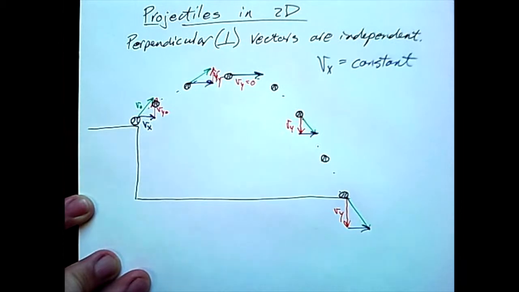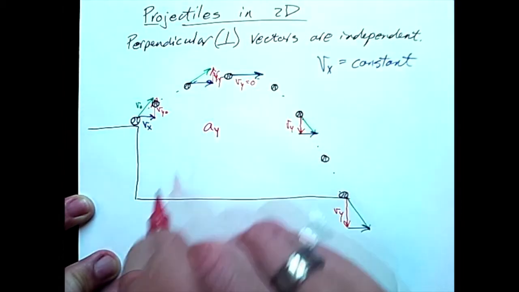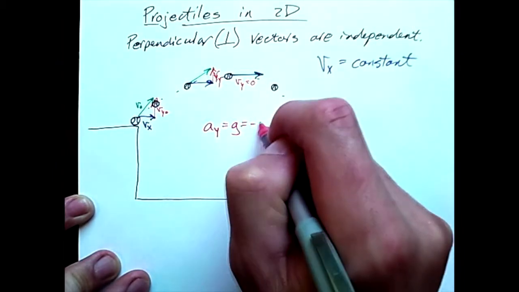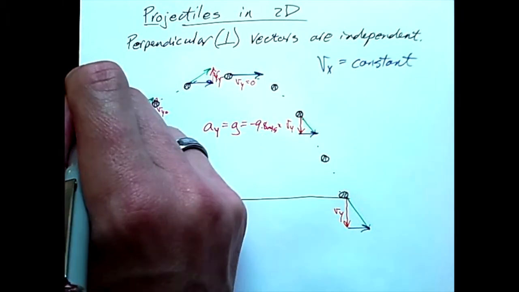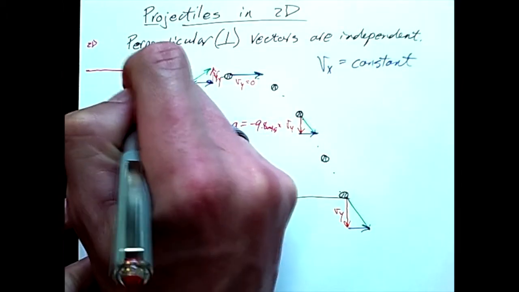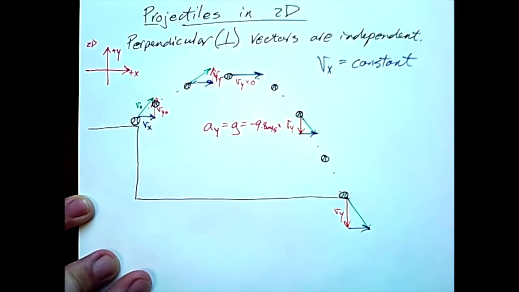And if you haven't realized already, that's due to the fact that a in the y direction is equal to g, in this particular case, negative 9.8 meters per second squared. That's based on a frame of reference now where we're looking at two dimensions, calling this the positive x and calling this the positive y, as we saw in our vector resolution analysis.